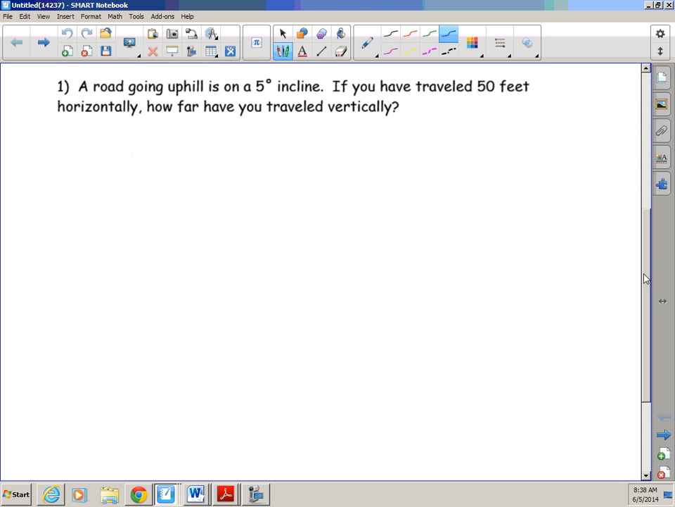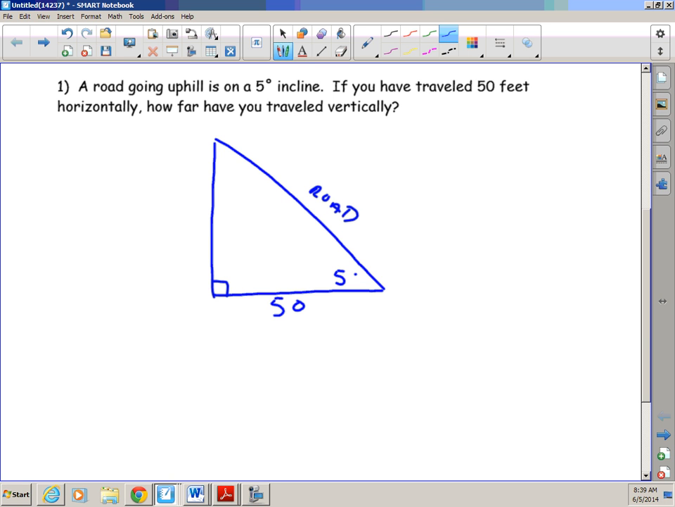All right, so we have a road going uphill at a 5 degree incline. If you have traveled 50 feet horizontally, how far have you traveled vertically? So we know we have a right triangle. This is our road. The road is going uphill. So where's the 5 degrees? The 5 degrees is right there. It said we've traveled 50 feet horizontally. That's horizontal. I want to know how much I traveled vertically.